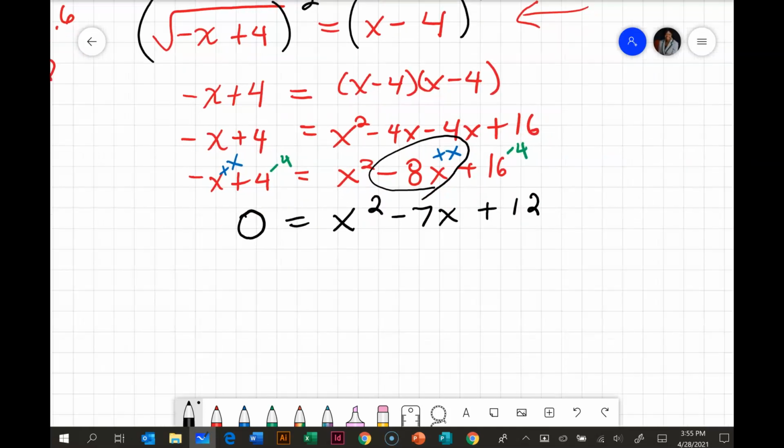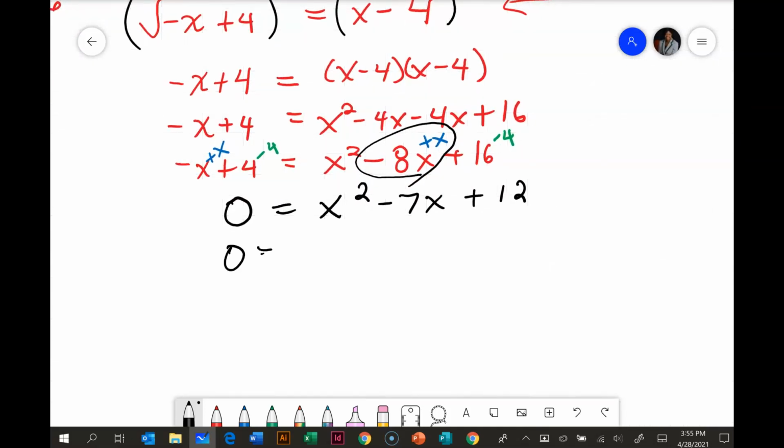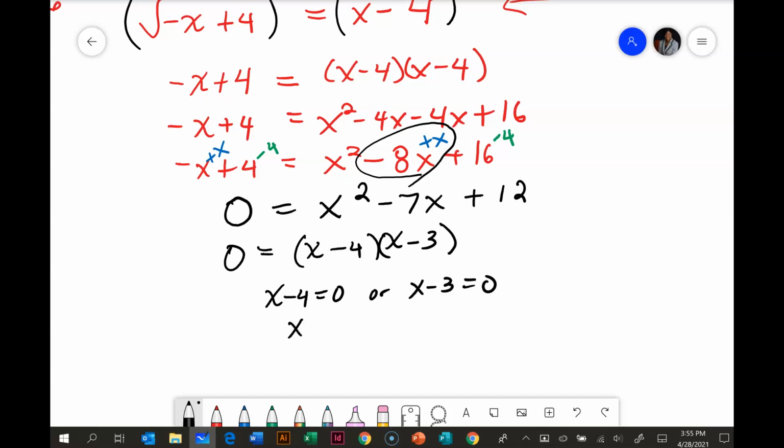We have to factor this trinomial. It is factorable, but again, if it wasn't, you would use the quadratic equation. We have x and x. Factors of 12 that add to negative 7: negative 4, negative 3. So we have x minus 4 equals 0 or x minus 3 equals 0. So that's x equals 4 or x equals 3.